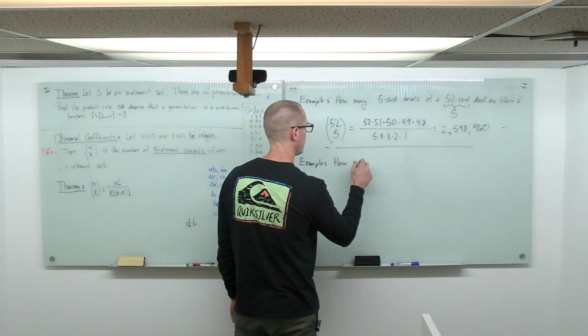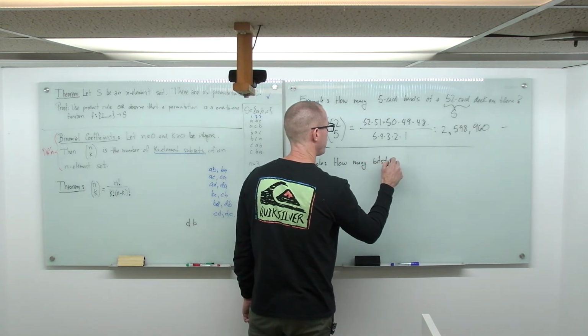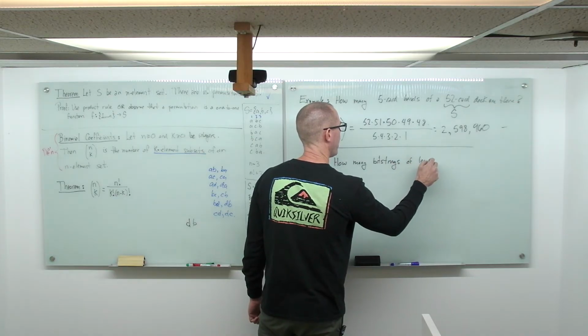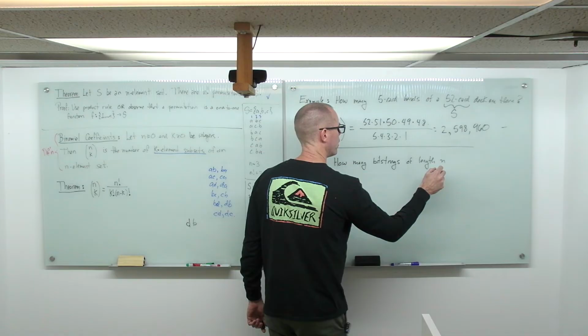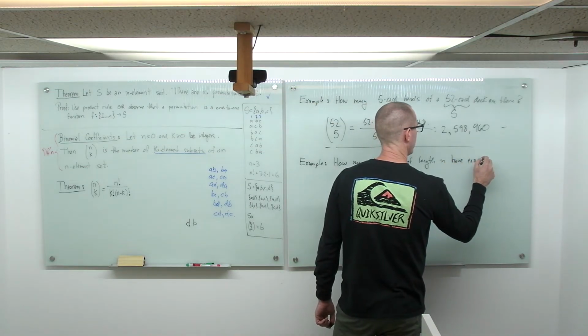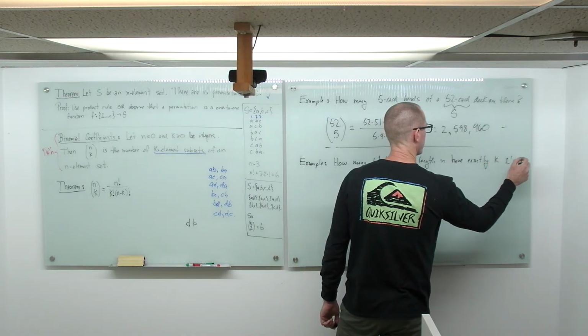How many bit strings, remember these are binary strings of length n, have exactly k ones?